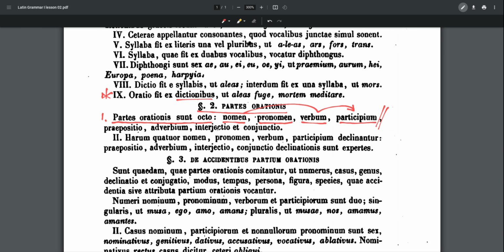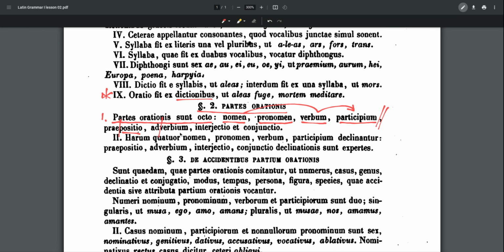So we have noun, pronoun, verb, and participle. Next we have prepositio, which means preposition. And if we look at this word, we see positio, which means placed, and then pre means before or in front of. So preposition, or prepositio, is a word that is set before another noun in speech that expresses some relationship.